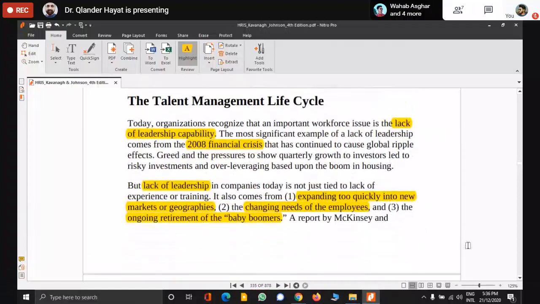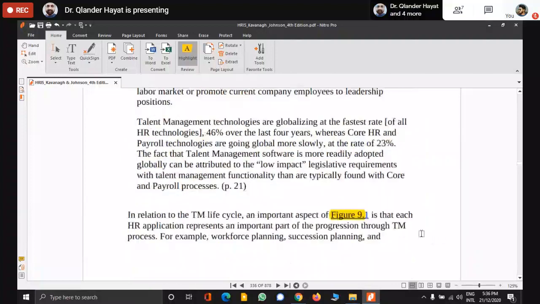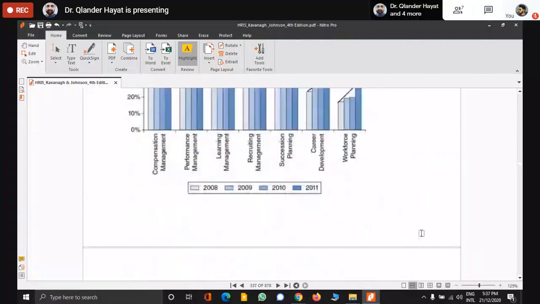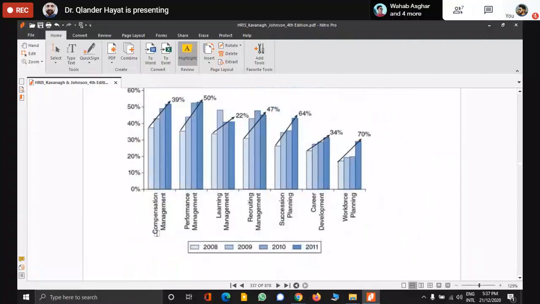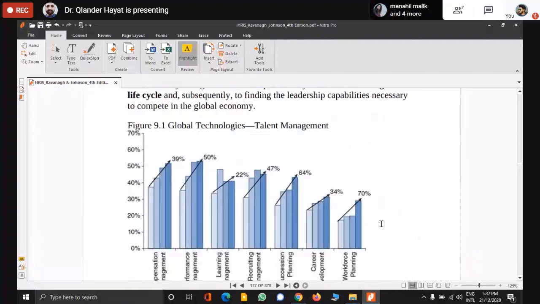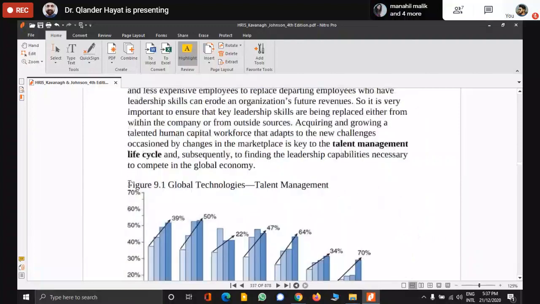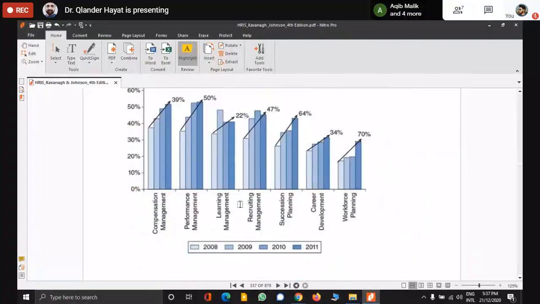Now, coming to the next topic, the talent management life cycle. As I have told you, the talent management life cycle starts from recruitment and ends at retirement. All the processes in between these two are the phases of the employee talent management life cycle. Figure 9.1 describes the processes related to the talent management life cycle, and these are the phases of the life cycle.